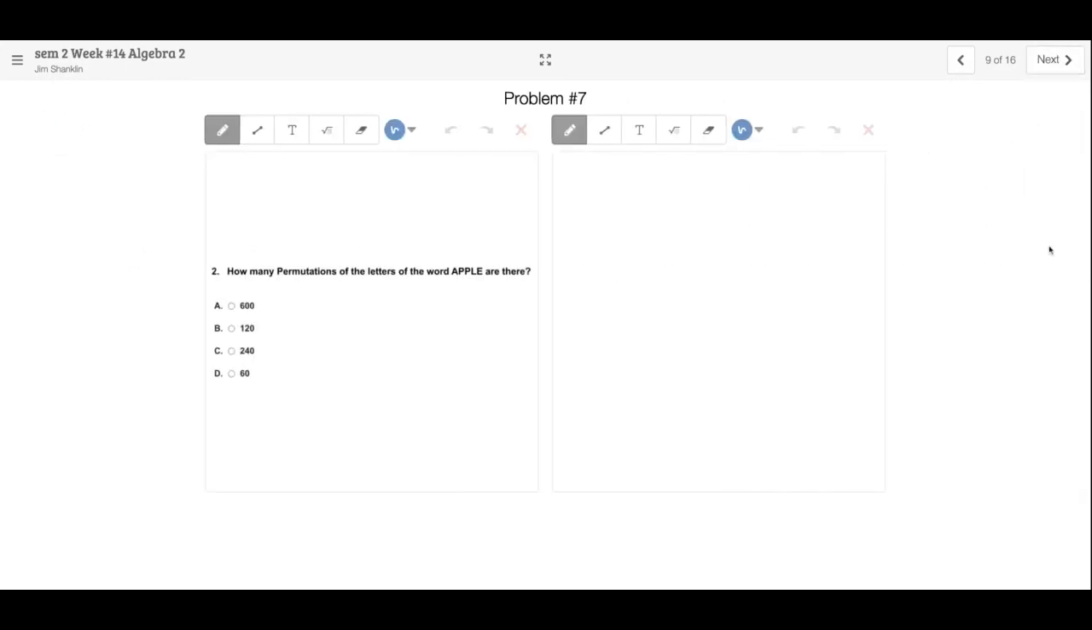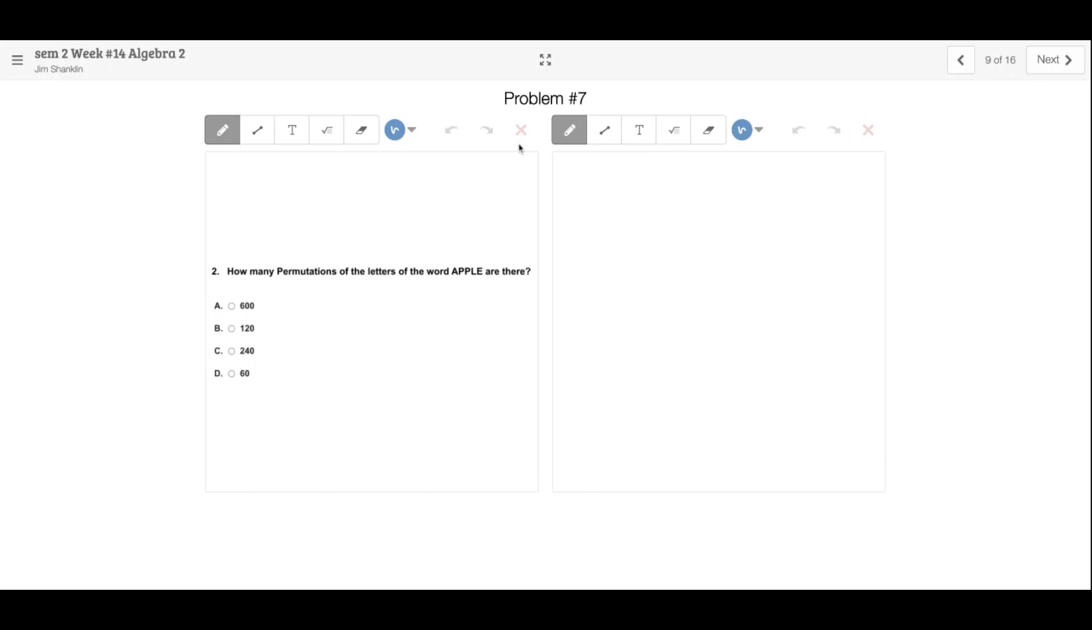Number 7. I'm going to tell you that a lot of you are going to mess this problem up. I messed it up when I first started it. It says, how many permutations of the letters of the word apple are there? And I did get the wrong answer when I did this one real quickly. 4 letters for each slot.